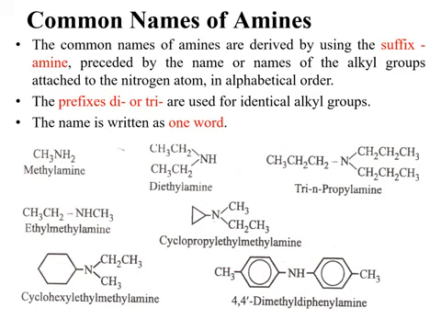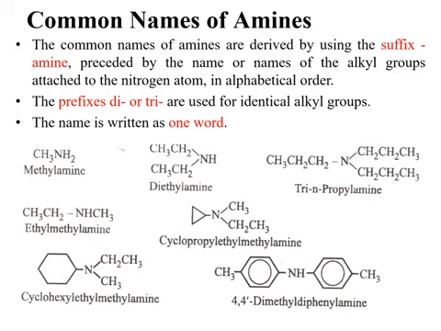The common names of amines are derived by using the suffix amine preceded by the name of the alkyl groups attached to the nitrogen atom in alphabetical order. The prefixes di or tri are used for identical alkyl groups. The name is written as one word. Salts have two-word names.